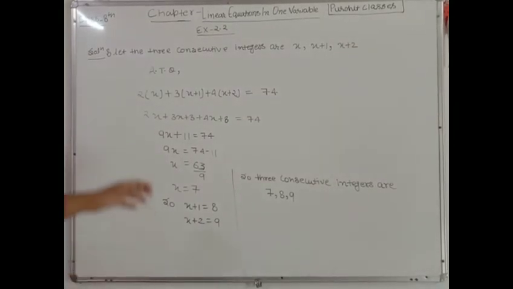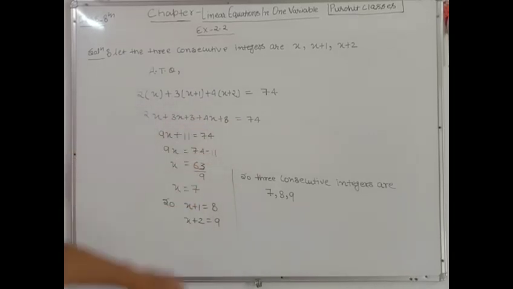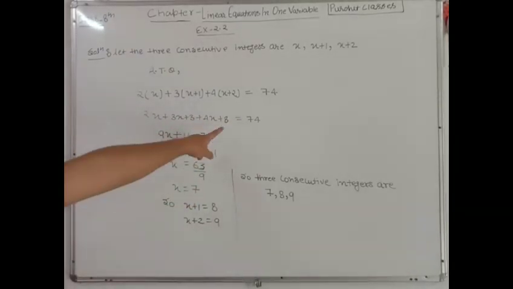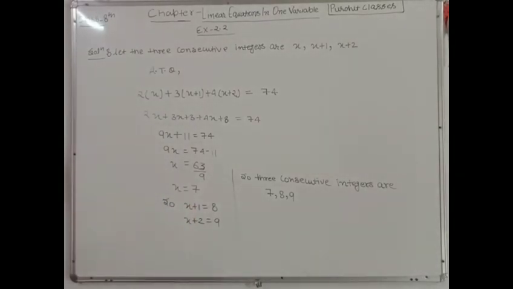Getting or not? After that, just collecting the like terms, 2x plus 3x plus 4x will become 9x, and 8 plus 3 will become 11, that is equal to 74. Let us transpose: 9x will become 74 minus 11, that is 63, and divided by 9, so x is equal to 7. Hence x plus 1 is equal to 8 and x plus 2 is equal to 9. So the 3 consecutive integers are 7, 8, 9. Understood? Any problem in this question?